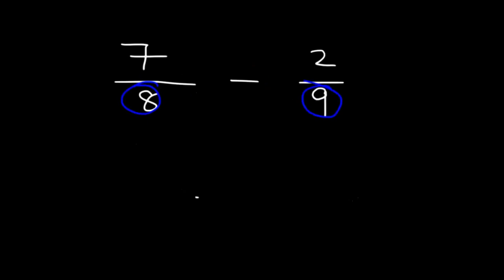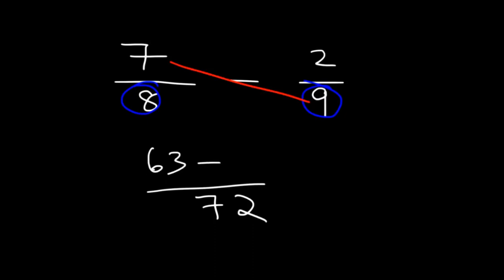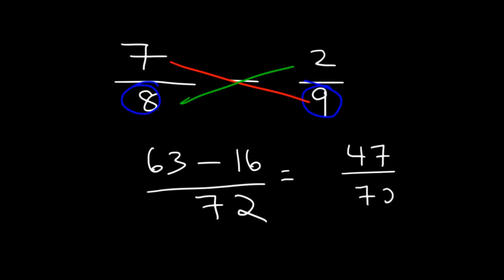Let's try another example. Let's say we want to subtract 7 over 8 minus 2 over 9. Let's use the same technique. Let's multiply the two denominators, 8 and 9, which is 72. And then the next one is going to be 7 times 9, which is 63, minus 8 times 2, which is 16. Now let's subtract. What is 63 minus 16? This is going to be 47. Now 47 is not divisible by 2, nor is it divisible by 3. So this is it. That's the final answer. So now you know how to add or subtract two fractions.